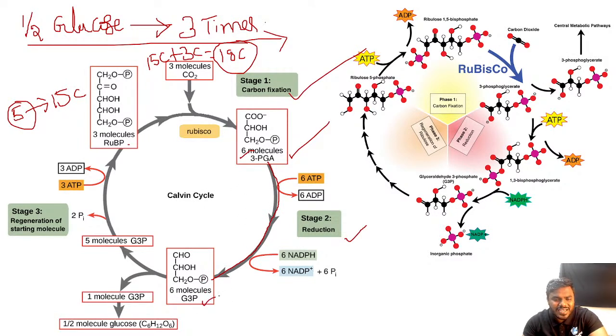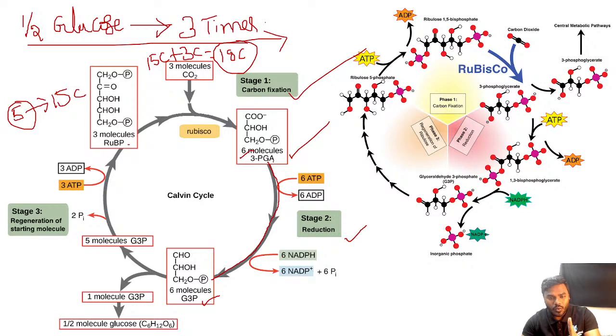Friends, is there any change in the number of carbon? Each 3-PGA is how many carbon? 3 carbon. Each G3P is how many carbon? 3 carbon. Is there any change in the carbon number? Not at all. Now you can ask me, sir, what happened then? Friends, 3-PGA just gets reduced to G3P. That's all.